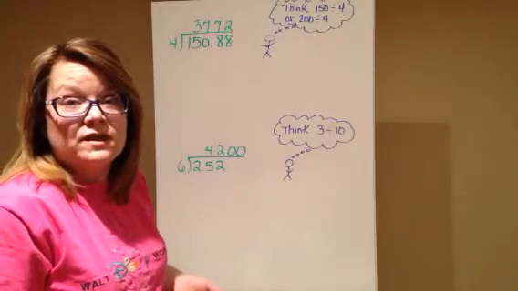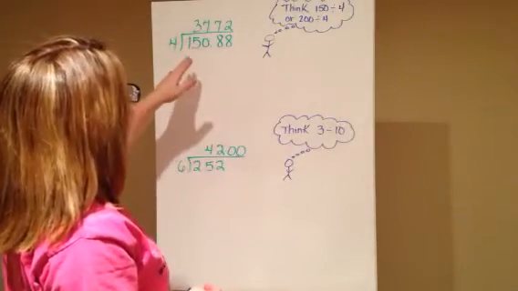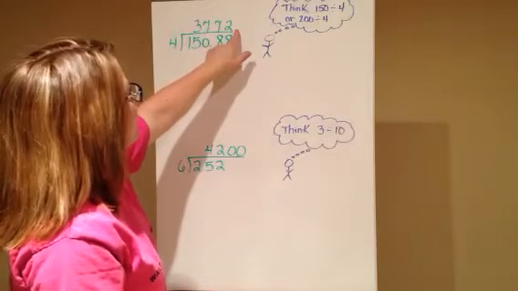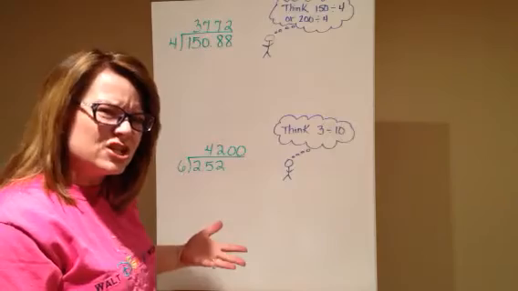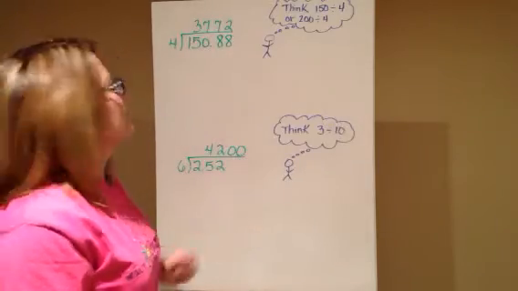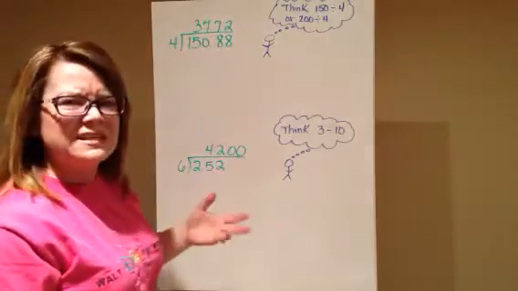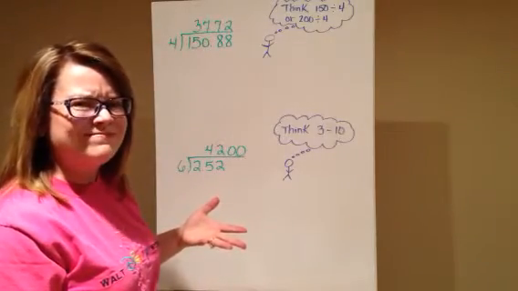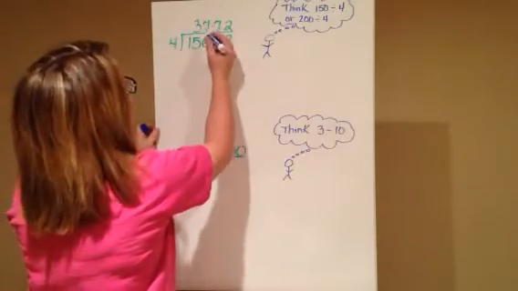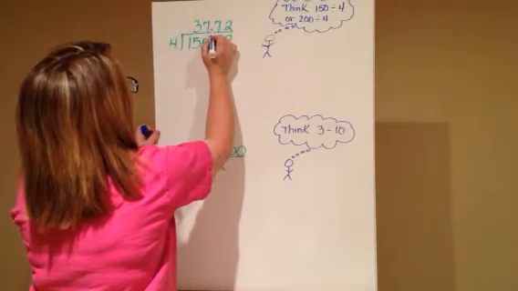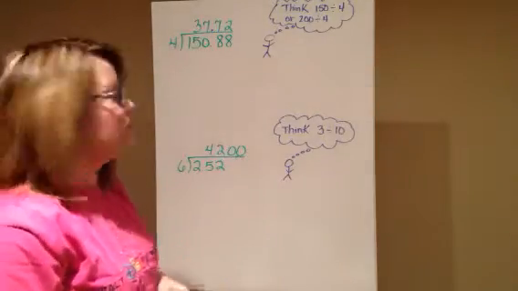That's about 50, right? So when I look at my answer here, would it make sense that my decimal point was way over here to say that my answer is 3,772? I don't think so. Would it make sense that my answer was 377 and 2/10? I think that one's too big as well. So it would make sense that my decimal point would go right here: 37 and 72 hundredths.